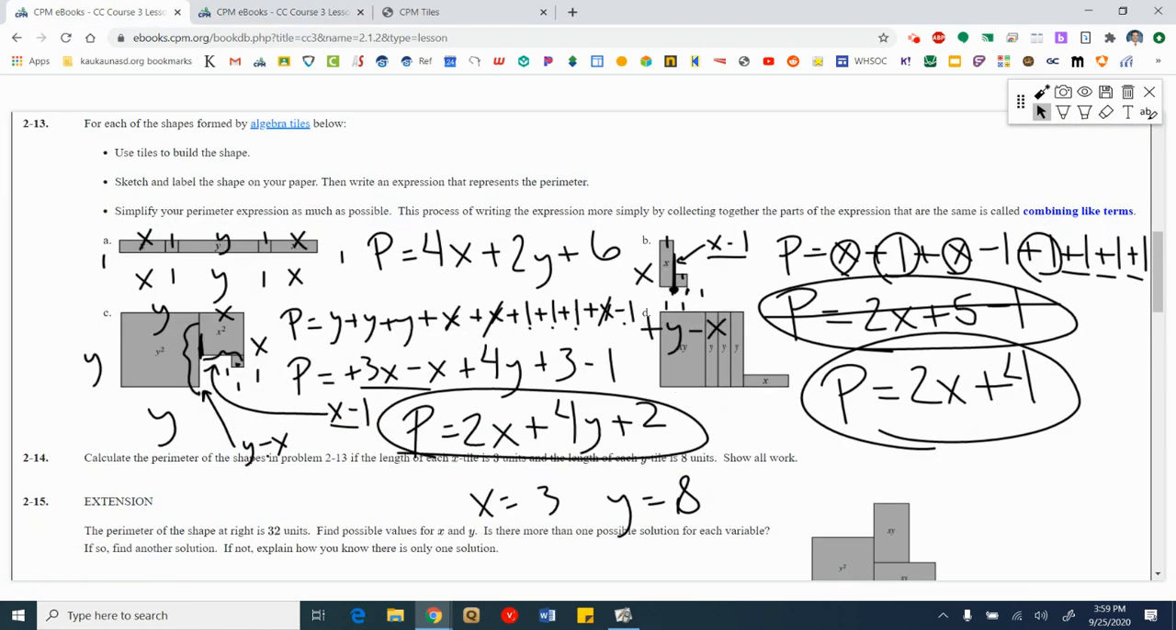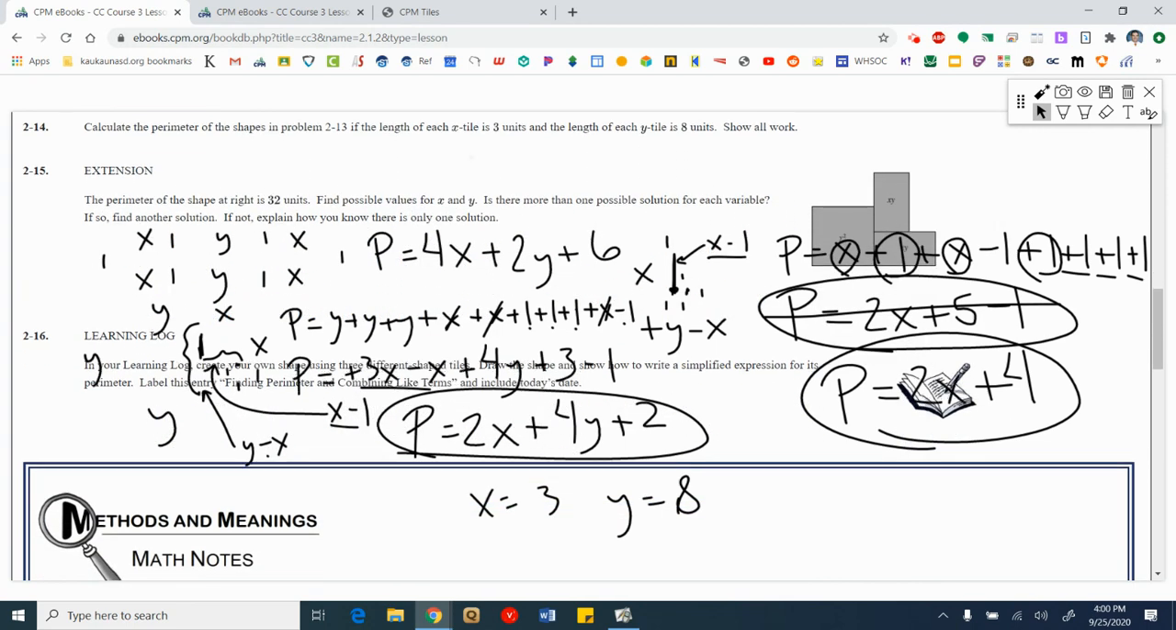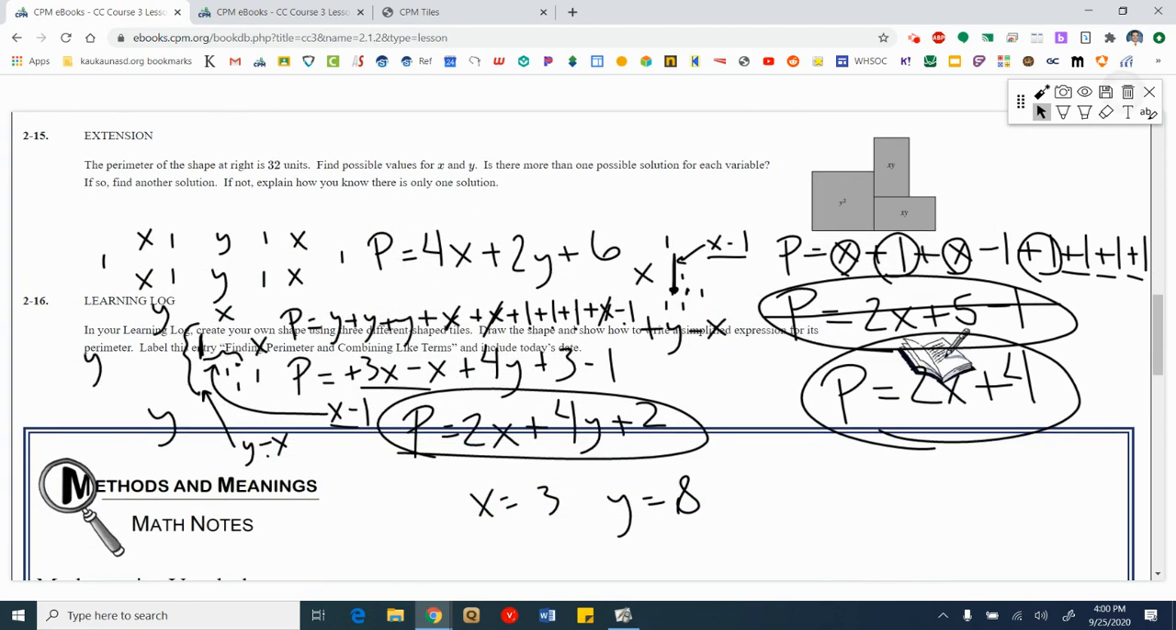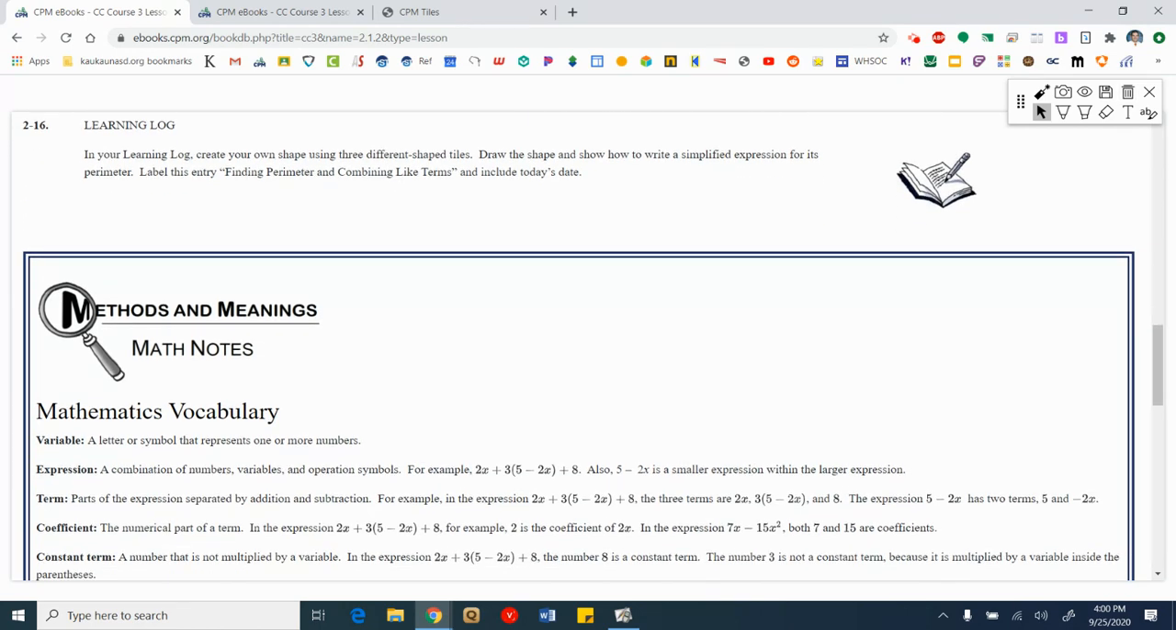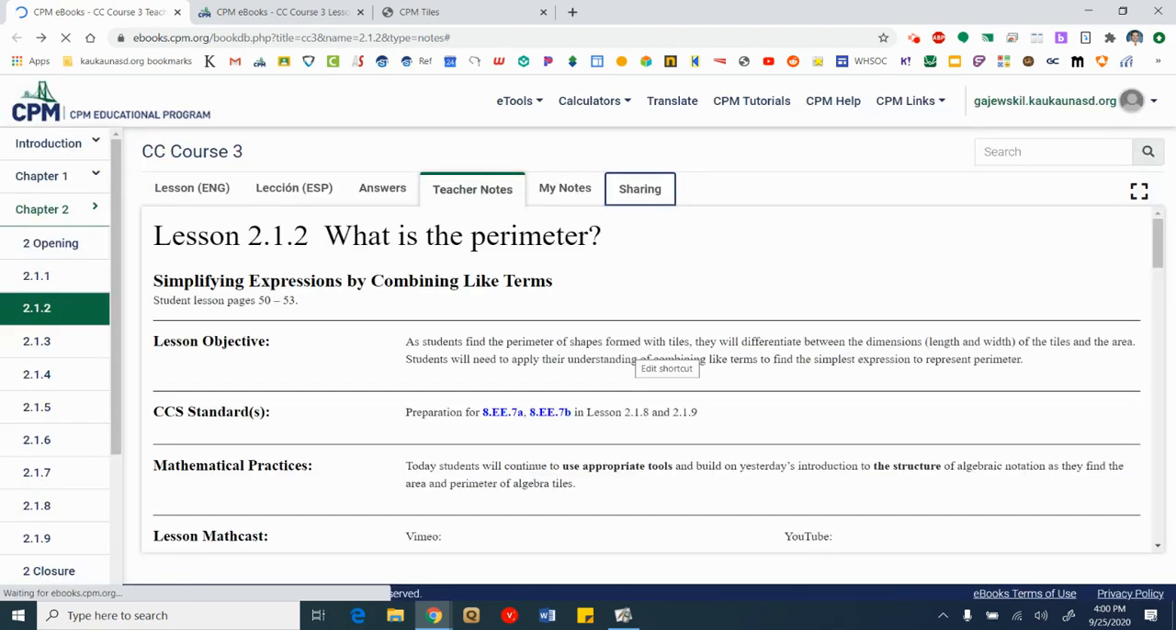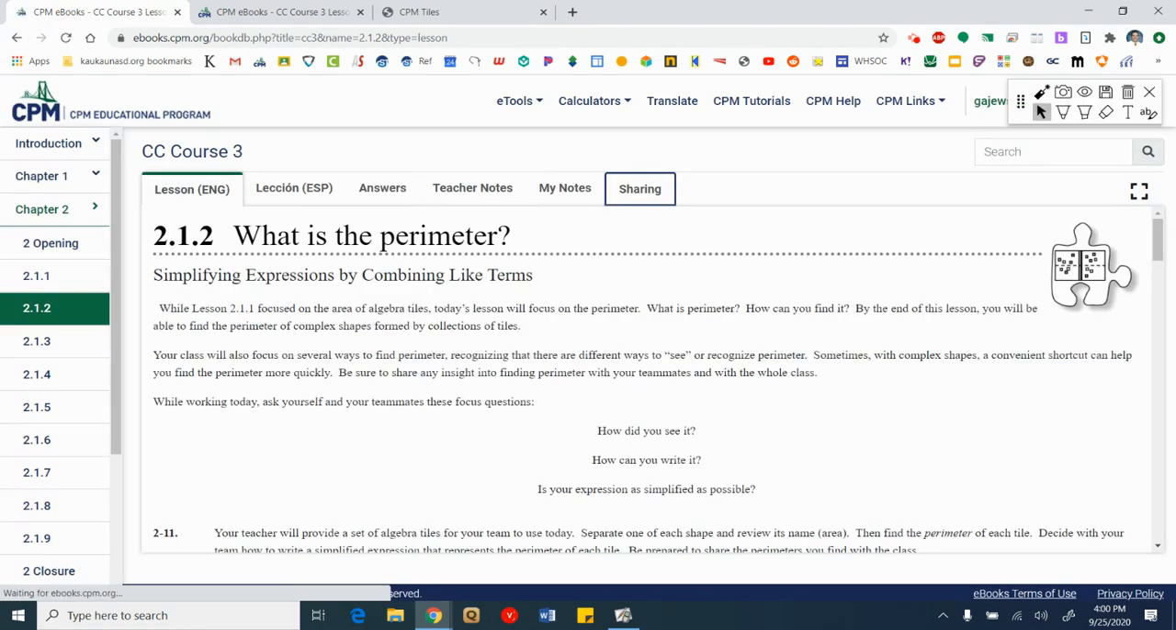Gonna go ahead and jump on back, scroll down a little bit. 215 is an extension. You do not have to do that. But do take a look at the learning log. So in your learning log, create your own shape using 3 different shaped tiles. Draw the shape and show how to write a simplified expression for its perimeter. Label this entry, finding the perimeter and combining like terms. And include today's date.